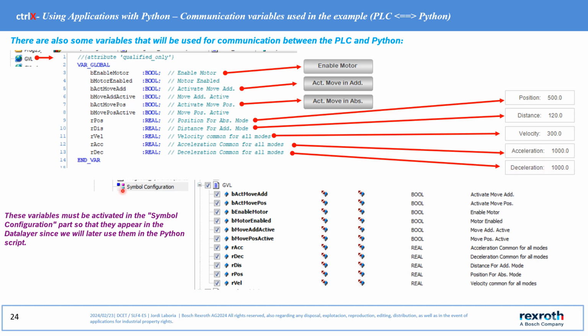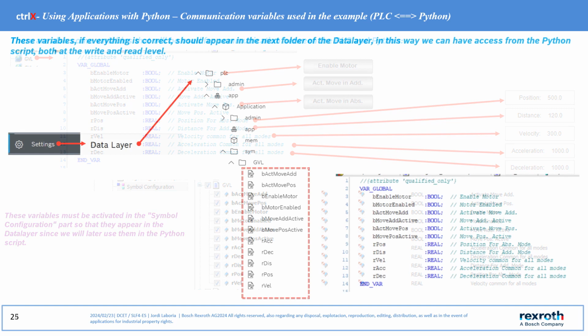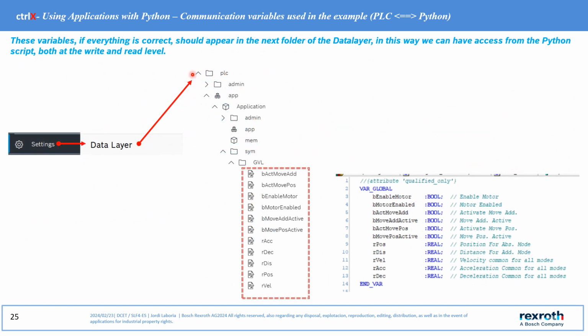In order for these variables to be visible, they must be activated in the symbol configuration part, since we will have to use them in the Python script. In the data layer, these variables can be found in the following path that we can see in the image.